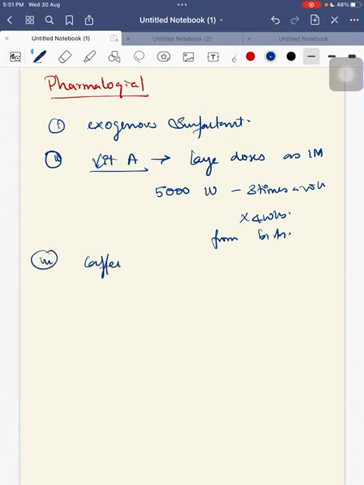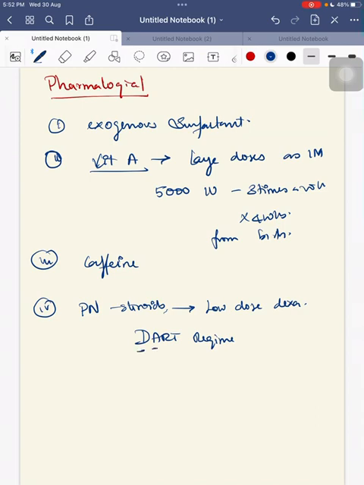This can decrease the risk of BPD, vitamin A. Next, use of caffeine. When caffeine is used, it can decrease the stay of the infants on mechanical ventilation. Next, there is a trial of postnatal steroids. When an infant weighing less than 1500 gram is on ventilatory support for 10 to 14 days, you can try low dose dexamethasone. That is called the DART regimen. DART regimen is dexamethasone, an RCT trial. So this is about the pharmacological strategy.